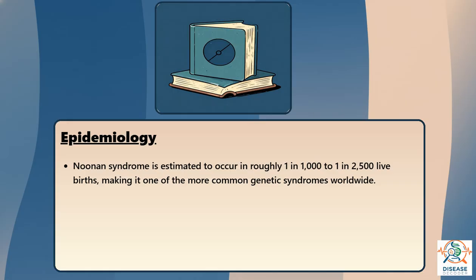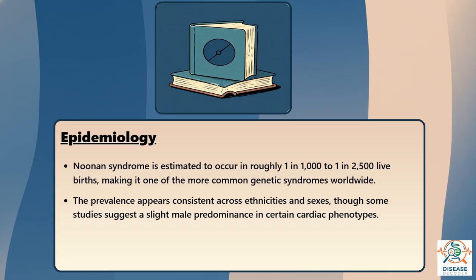Noonan syndrome is estimated to occur in roughly 1 in 1,000 to 1 in 2,500 live births, making it one of the more common genetic syndromes worldwide. The prevalence appears consistent across ethnicities and sexes, though some studies suggest a slight male predominance in certain cardiac phenotypes.